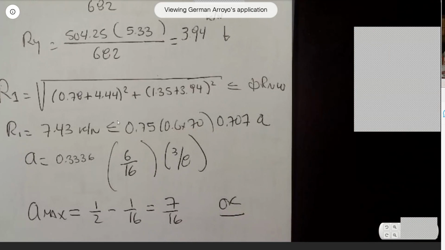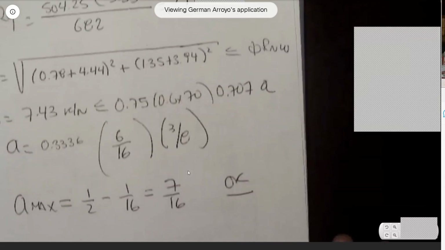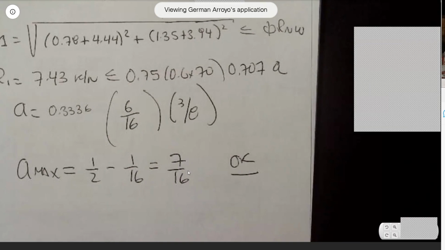They have to be more or equal to 0.75 times 0.6, that electrode, 0.778. From here, A came up 0.333, so 6 16, 38. I need to check to make sure in here that I'm not going to exceed the maximum.